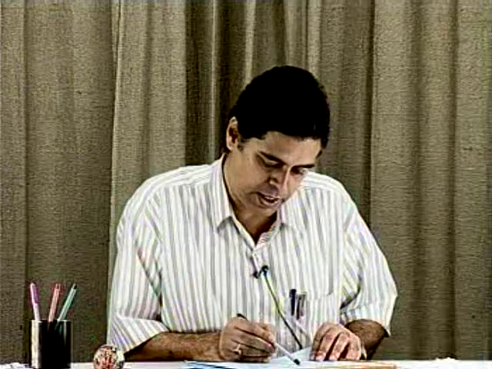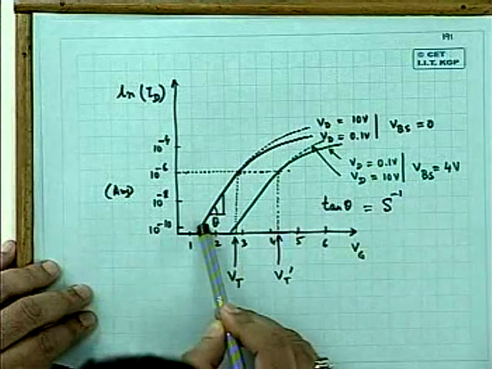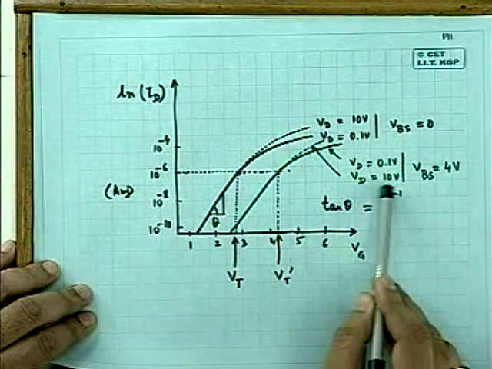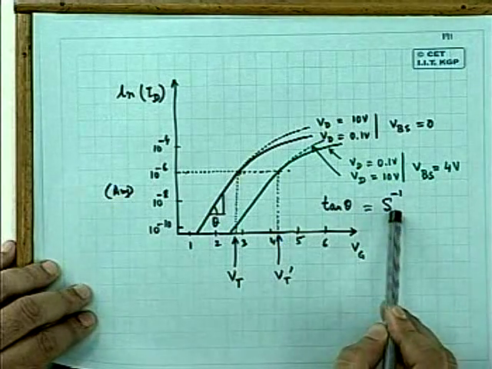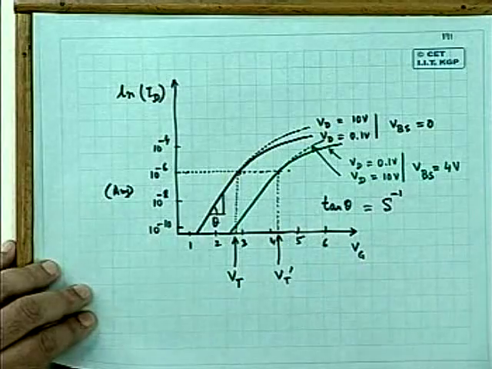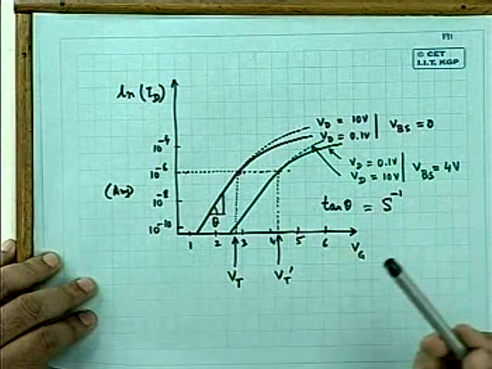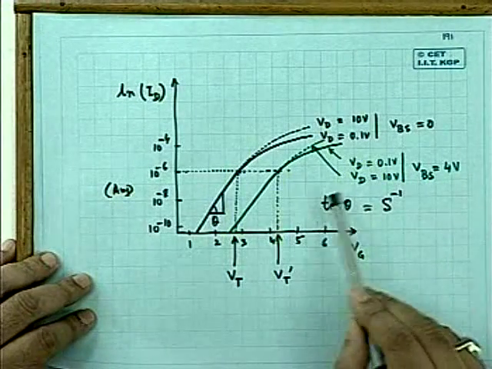So it is the reciprocal of this slope. If you define the slope like this, tan theta, then our definition of S is nothing but the reciprocal of tan theta.